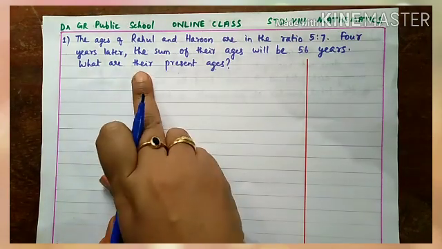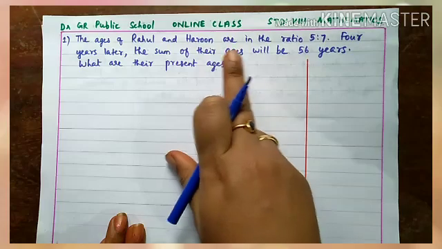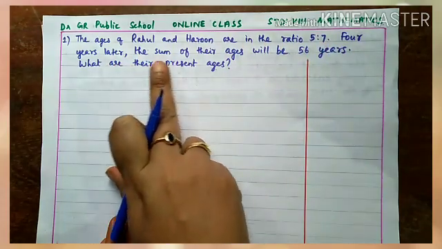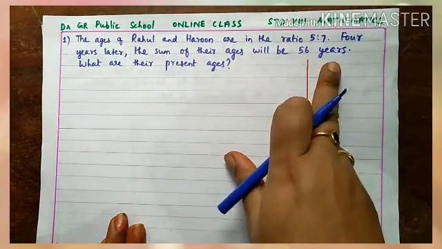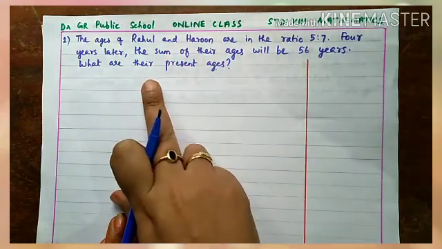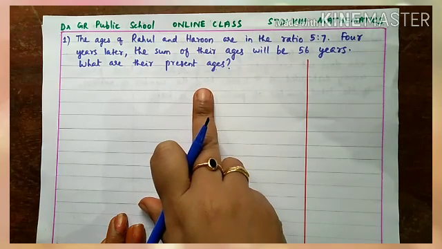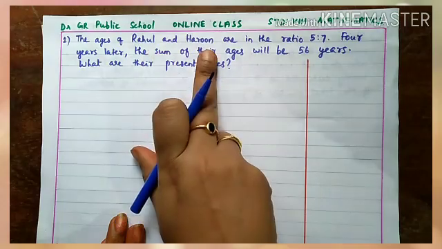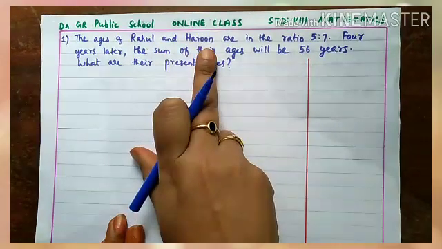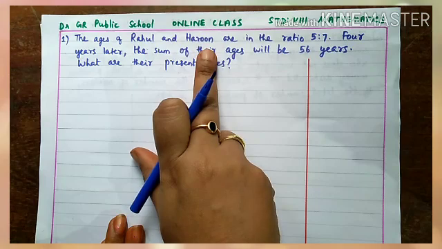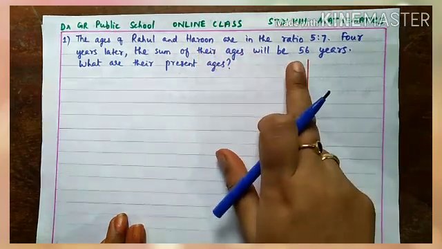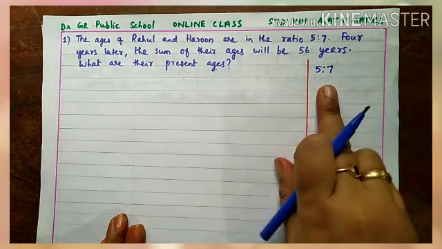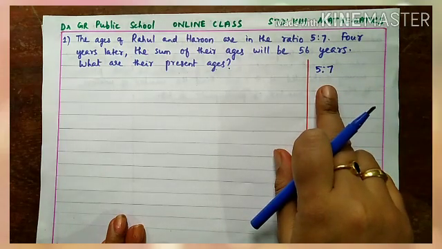The ages of Rahul and Harun are in the ratio 5:7. 4 years later, the sum of their ages will be 56 years. What are their present ages? Okay, so here two persons are there, Rahul and Harun. Their present ages are given in the ratio 5:7.